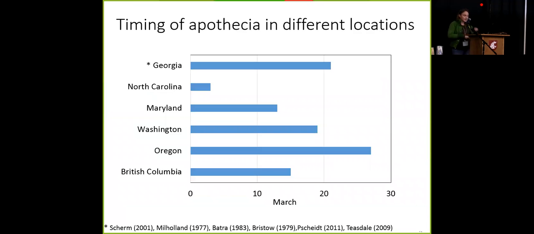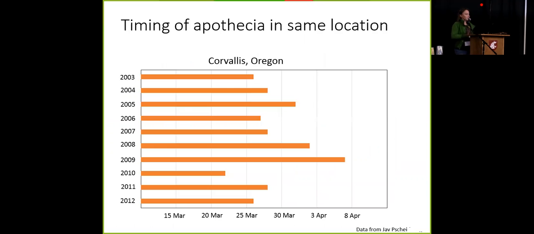Now, looking at literature of when these apothecia are found in the fields, I found that in the different locations in the US, there's a wide variety of timing, starting from beginning of March to end of March in different locations. And there was no good information on what the factors are that are involved in the timing of this apothecia development. In this graph, you see the timing of apothecia found in a field in Corvallis in Oregon. This data was obtained from Jay Pscheidt of Oregon State University. And you can see that the timing at which the apothecia were found ranges from mid-March to early April.